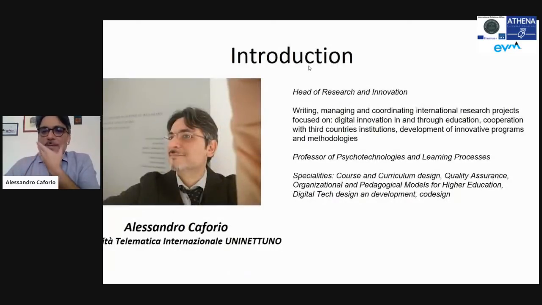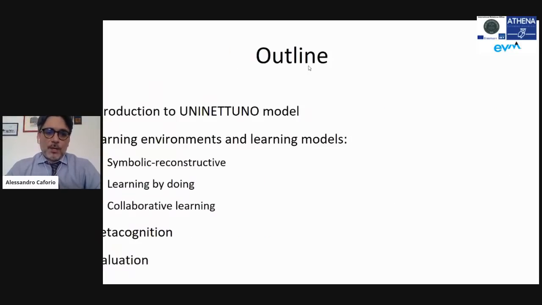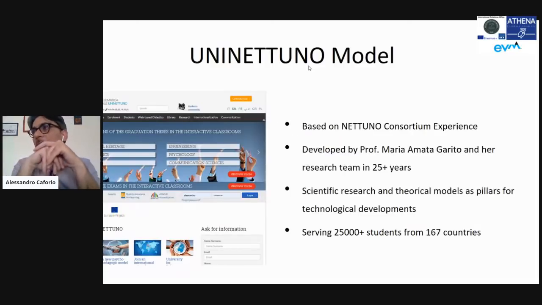Very few words about me. I'm the head of research and innovation in my university. I have worked within Uninettuno for 20 years, although Uninettuno was launched in 2005, because Uninettuno was born from the experience of a previously existing consortium called Nettuno Consortium. That was a consortium made by traditional universities in Italy, providing those universities distance learning services, starting with satellite television, video cassette VHS distribution, and a blended learning model, and then moving to the full online model when the technologies allowed us to do that.